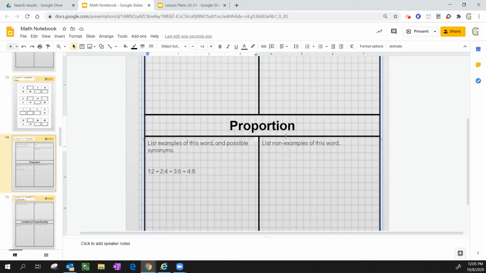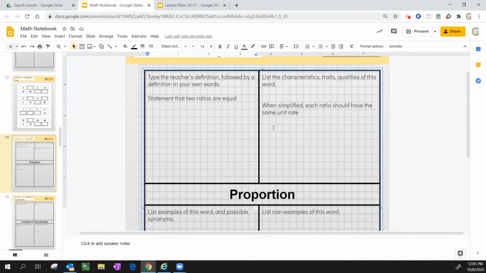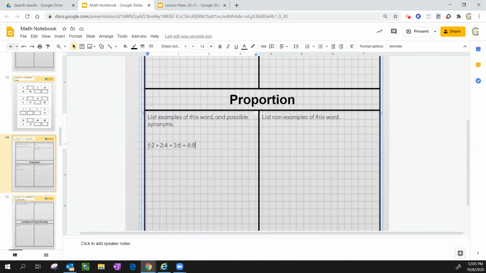The other way that we wrote up here is just seeing that they have the same unit rate. So if I do 1 divided by 2 in my calculator, it equals 0.5. And if I do 2 divided by 4, it equals 0.5. And if I do 3 divided by 6, it equals 0.5. And if I do 4 divided by 8, it equals 0.5. So that's another way that I could check that these are actually equal or equivalent ratios.